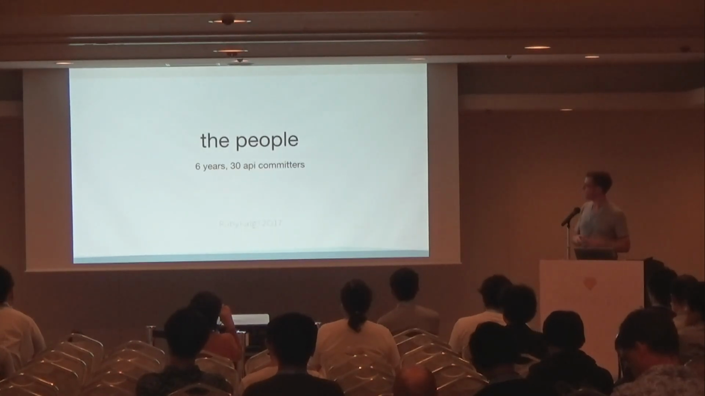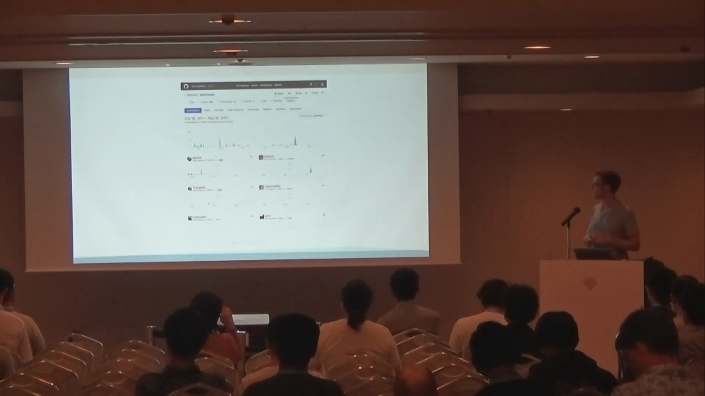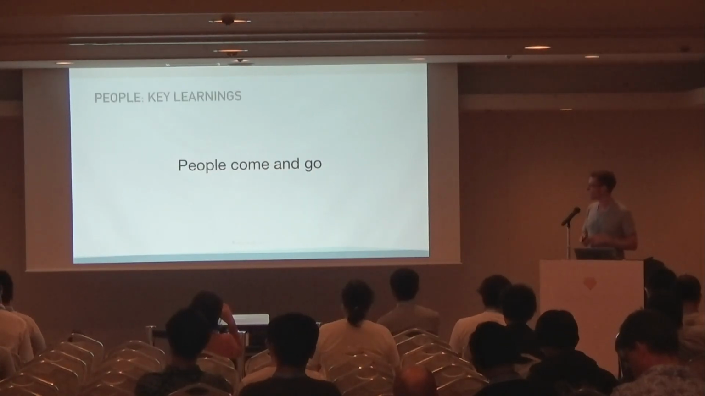Next up is the people. I wanted to talk a little bit about 6 years, 30 API committers. It's a very spiky sort of contribution graph that we have, being a volunteer project. The key learnings for me from that, I serve as a little bit of an engineering project manager for Safecast. And people come and go. People, sometimes they're available to help out, sometimes they're not, and that's okay.